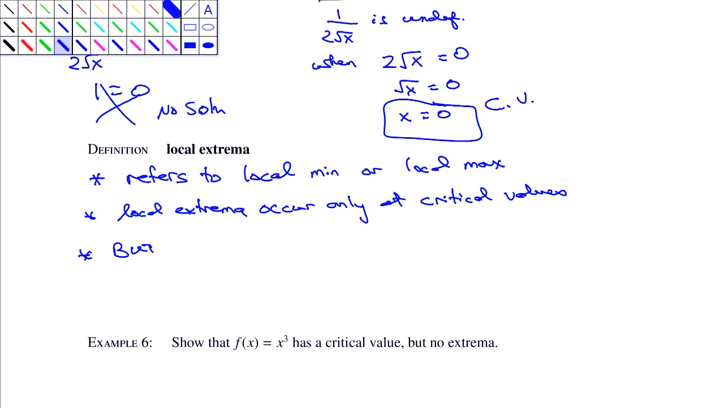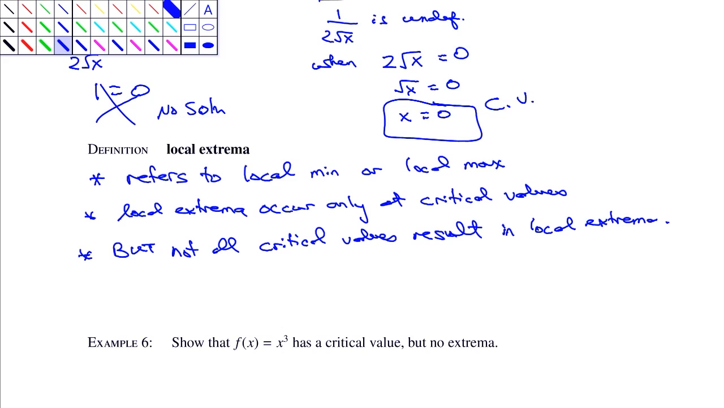But not all critical values result in local extrema. So recall that the local extrema, the local min and the local max, those are the points on the graph where the graph turns around. It goes from increasing to decreasing or from decreasing to increasing.